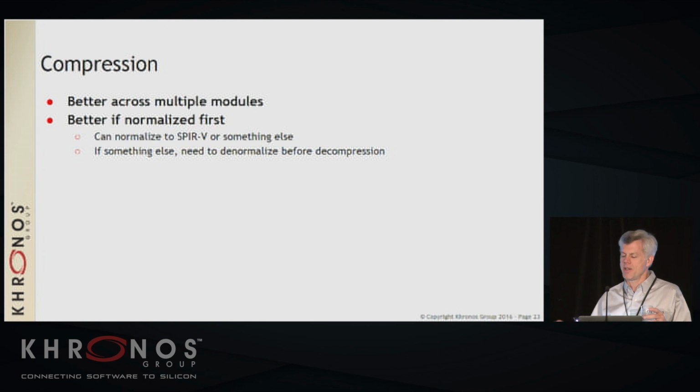So if that's not all sufficient, I'll just talk a couple minutes about compression here. If in the end you still have a large collection of shaders that you want to make smaller, there's a couple points about compression. You can just try compressing it, but there are some things you can do first that make it compress much better. One is if you compress multiple modules together, you'll get better compression. And the other is if you normalize a module to make it more compressible, you'll get better compression.